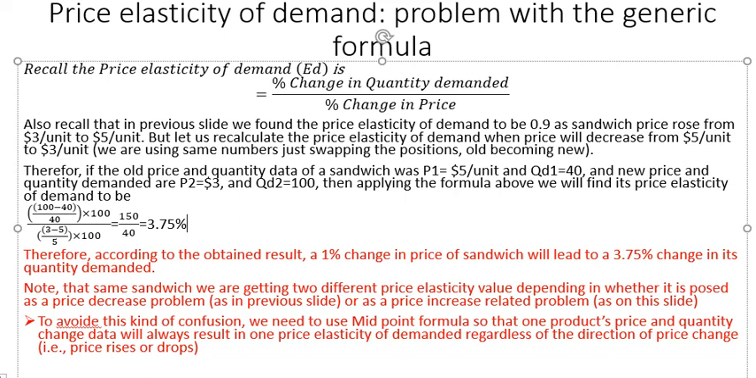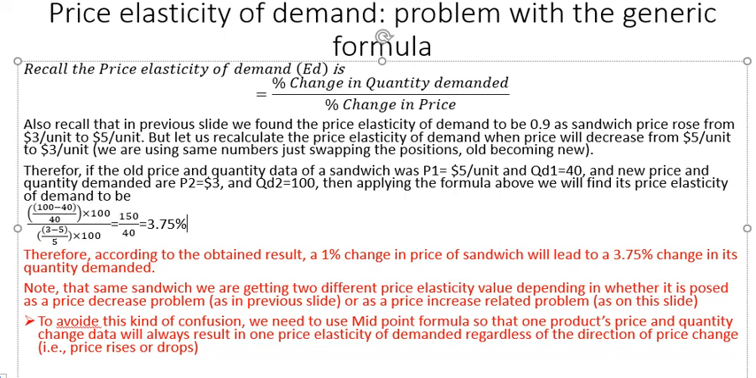So now we apply the same percent change formula, new value minus old value over old value times 100, and now we redo the numbers and we get a result of 3.75%. So how do we interpret this number? A 1% change in the price of a sandwich will lead to a 3.75% change in its quantity demanded.